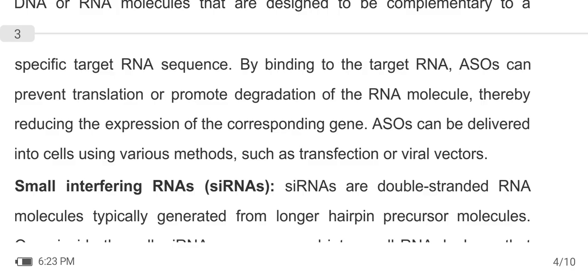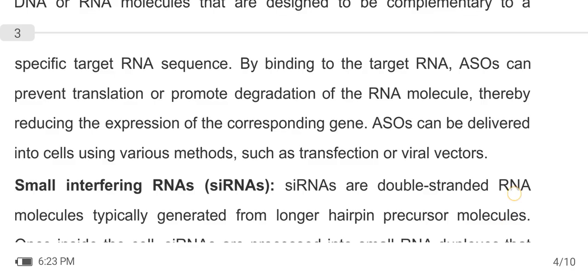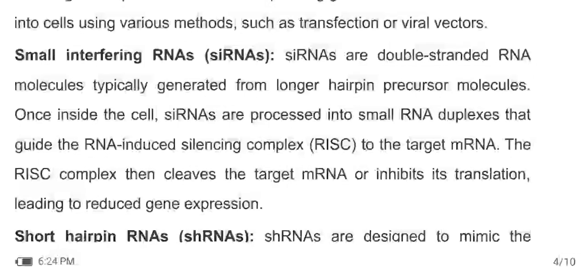ASOs can be delivered into cells using various methods such as transfection or viral vectors. Small interfering RNAs, siRNAs, are double-stranded RNA molecules typically generated from longer hairpin precursor molecules. Once inside the cell, siRNAs are processed into small RNA duplexes that guide the RNA-induced silencing complex to the target mRNA.